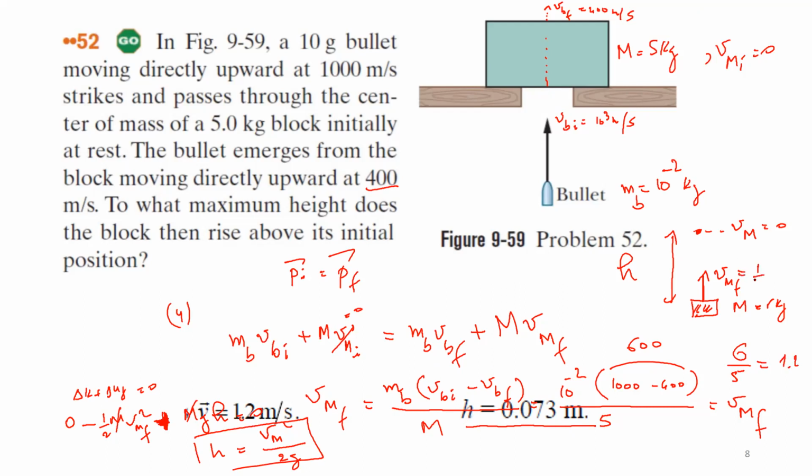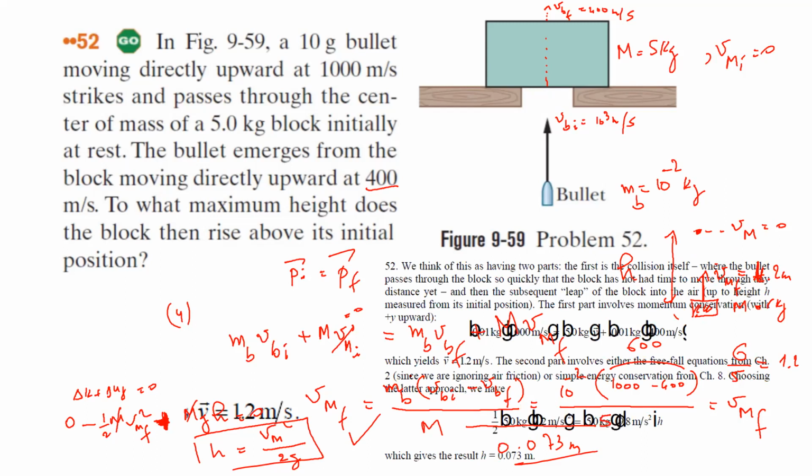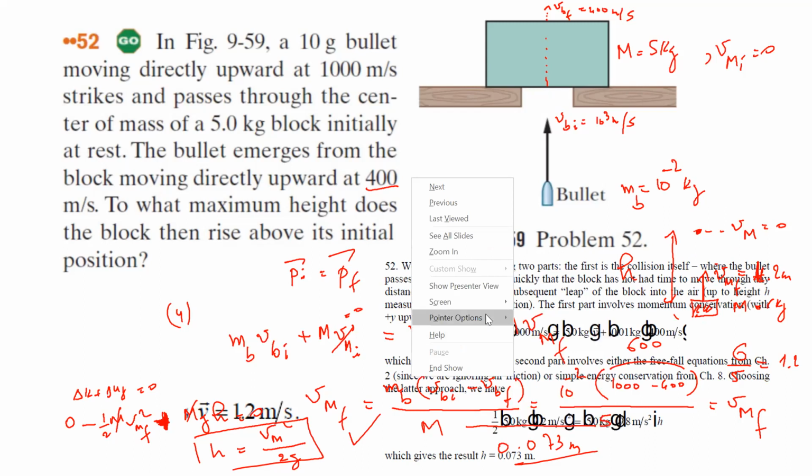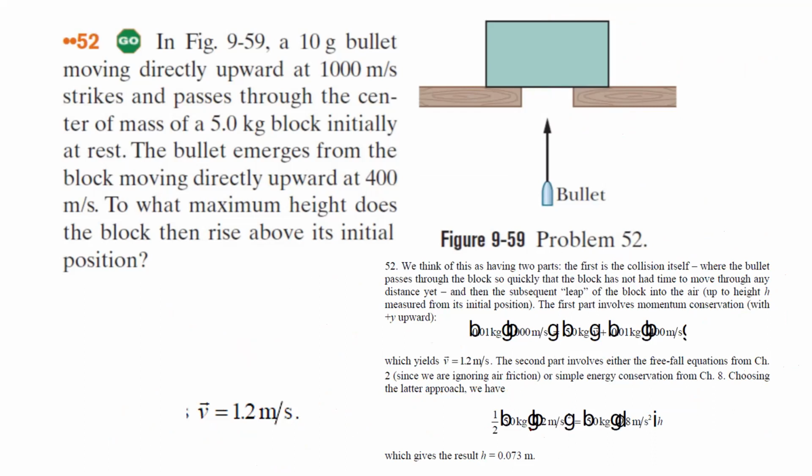Now the question is, with 1.2 meters per second, how far will I jump? This object will go up by 0.073 meters, just by conservation of mechanical energy, chapter 8. The whole kinetic energy here, half m v final squared, will be transformed into mgh, and that's what I get here. So that's very straightforward. And this is what I explained here. It's very clear.